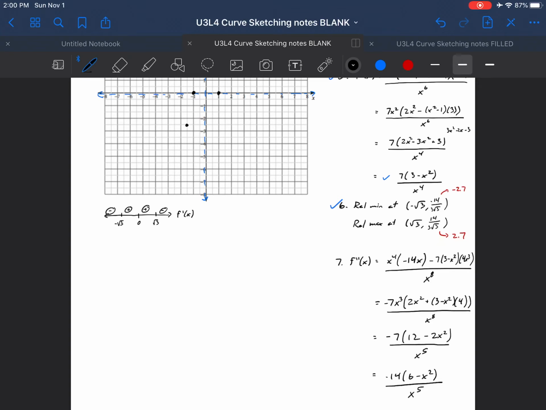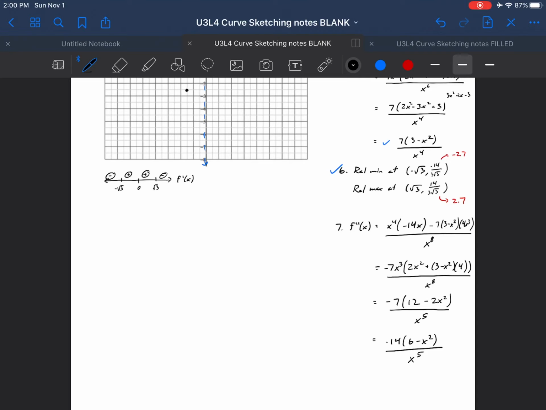So with our second derivative now, I'm going to make the number line a little bit lengthier because we have bigger numbers here. The 0 is still in there. And now we have plus or minus root 6. So I'm going to put that out here. This is negative root 6. And maybe here is positive root 6. And this is f double prime of x.